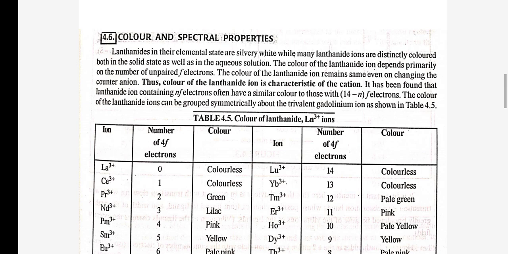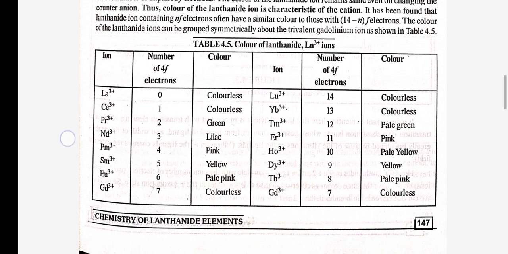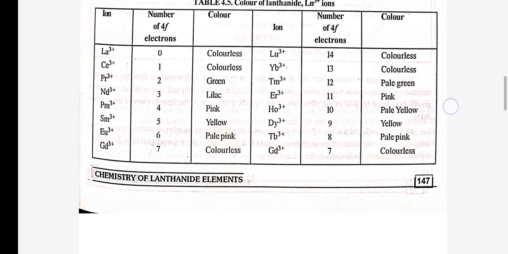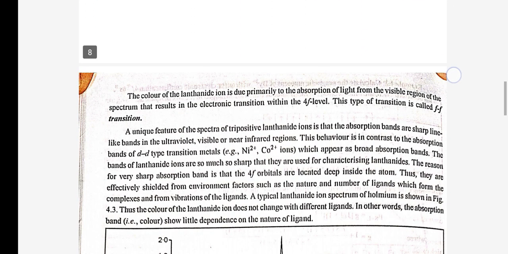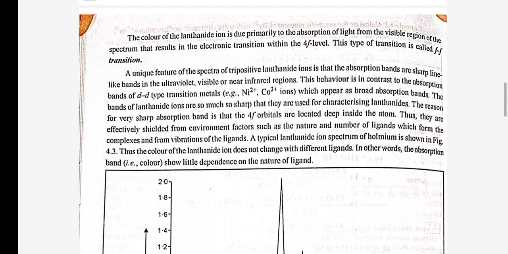It has been found that lanthanide ions containing nf electrons often have a similar color to those with 14 minus nf electrons. The colors of the lanthanide ions can be grouped symmetrically about the trivalent gadolinium ion. The color of the lanthanide ion is due to the absorption of light from the visible region of the spectrum that results in electronic transitions within the 4f level. This type of transition is called an f-f transition.